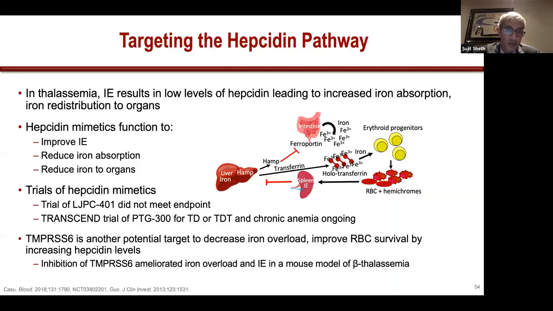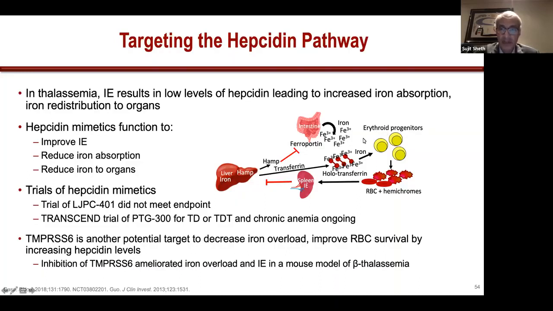So there are two agents that are in trial. LJPC401 was trialed to see if you could reduce the cardiac iron concentration and increase the T2 star, and that did not meet its primary endpoint and was abandoned. And then the TRANSCEND trial of PTG-300 for both transfusion-dependent and non-transfusion-dependent patients with thalassemia is still underway, and we don't have any recent results from them as well.